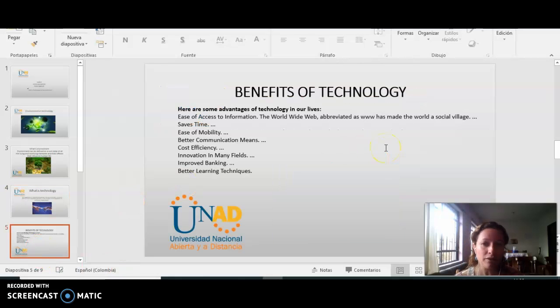Benefits of technology. Here are some advances that technology brings to our life. Ease of access to information. The World Wide Web, abbreviated as www, has made the world digital and social. Saves time, aids mobility, better communication, cost efficiency, innovation in many fields, improvements in learning techniques.